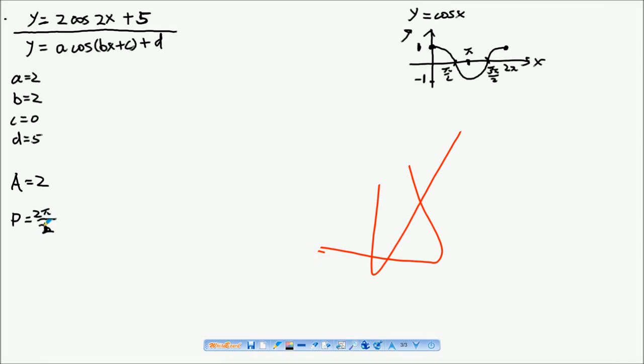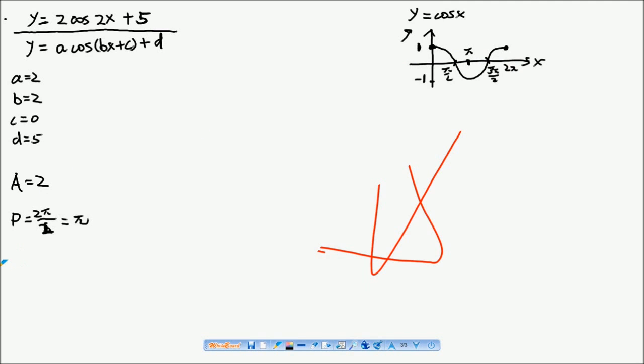2 pi divided by 2, and you will have pi. So your period in this graph became pi, and C is 0, so there's no phase change, so the graph doesn't move to the right or to the left.